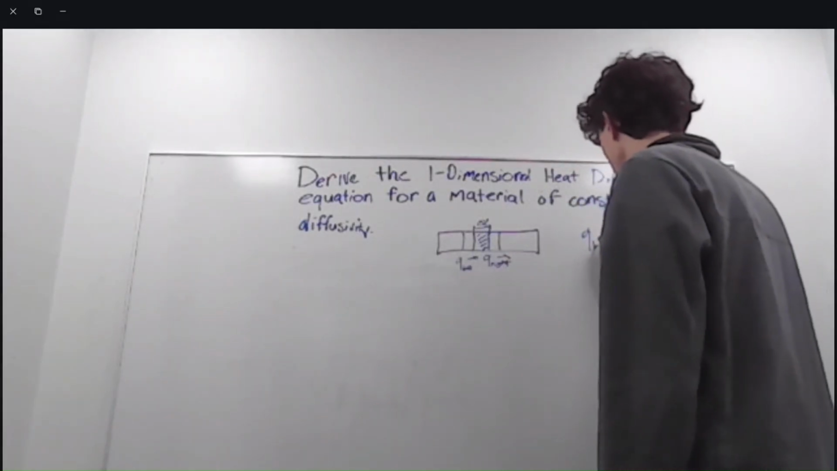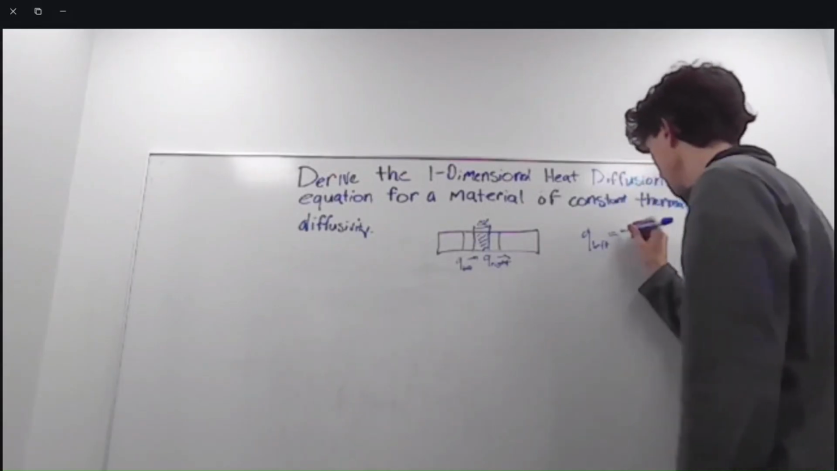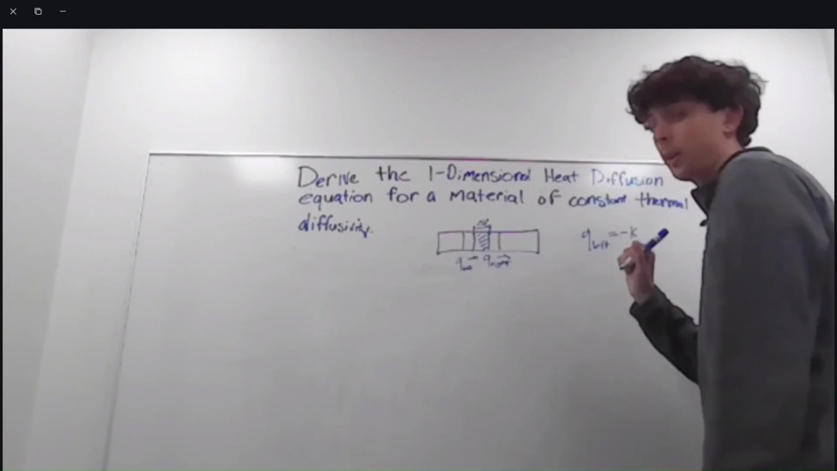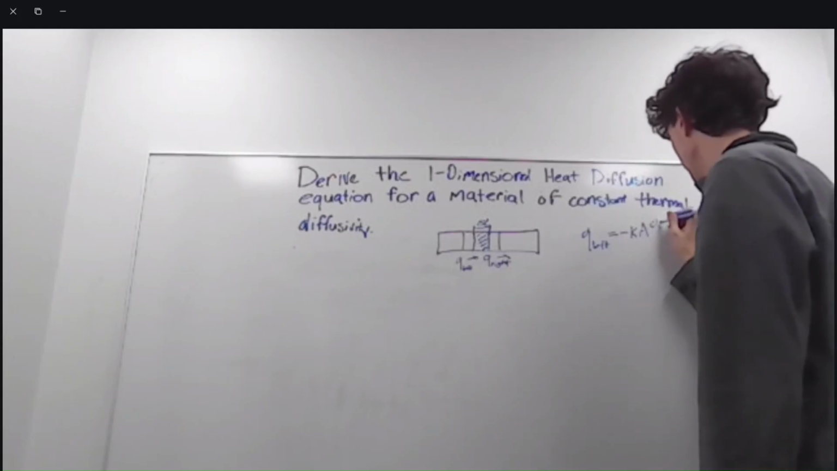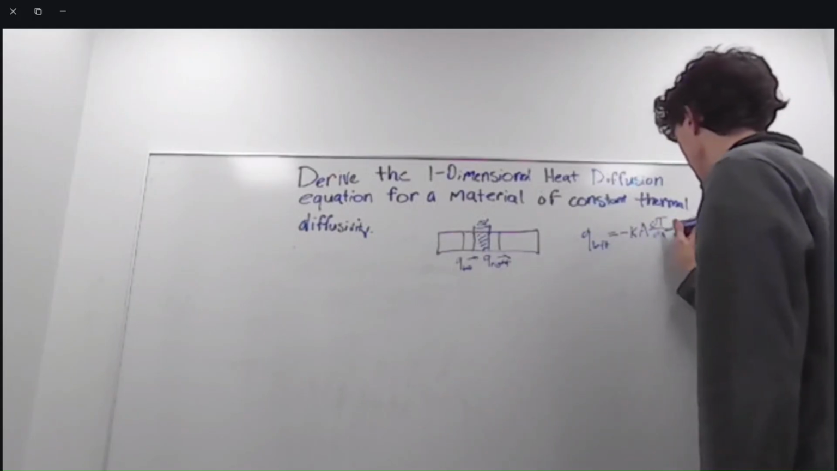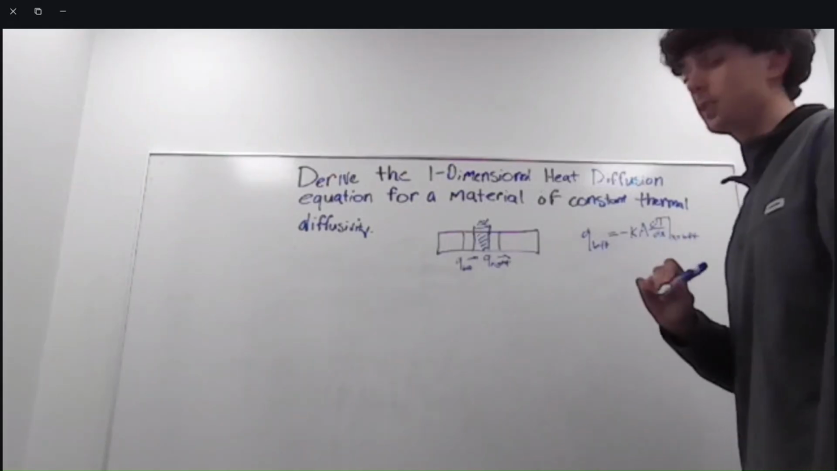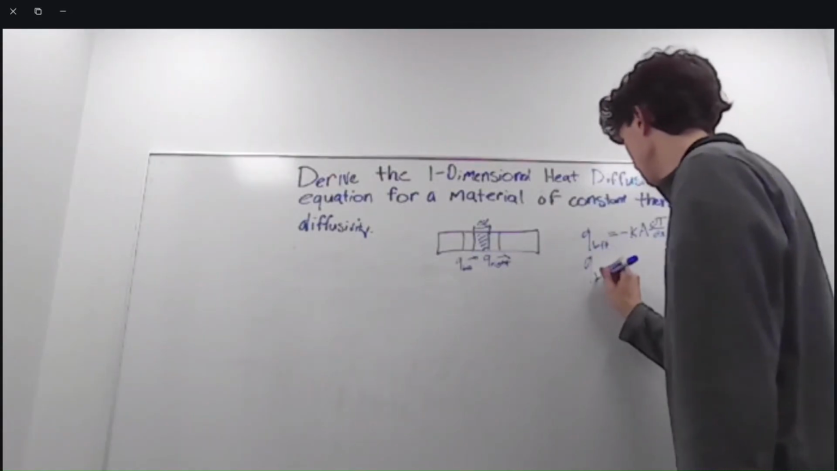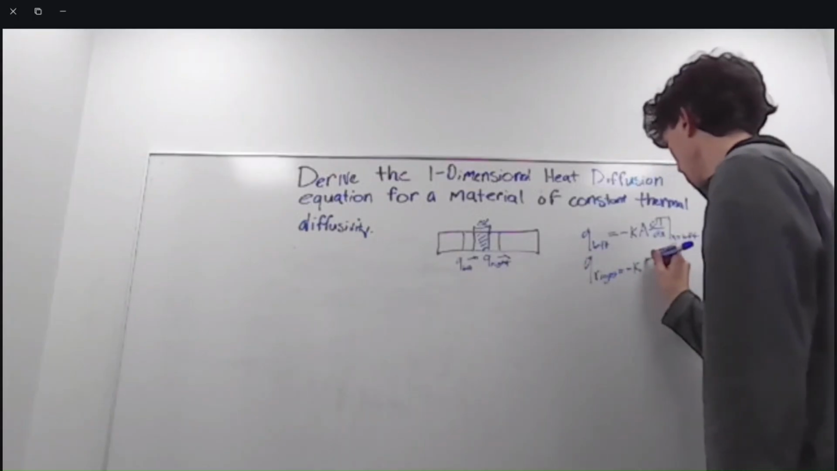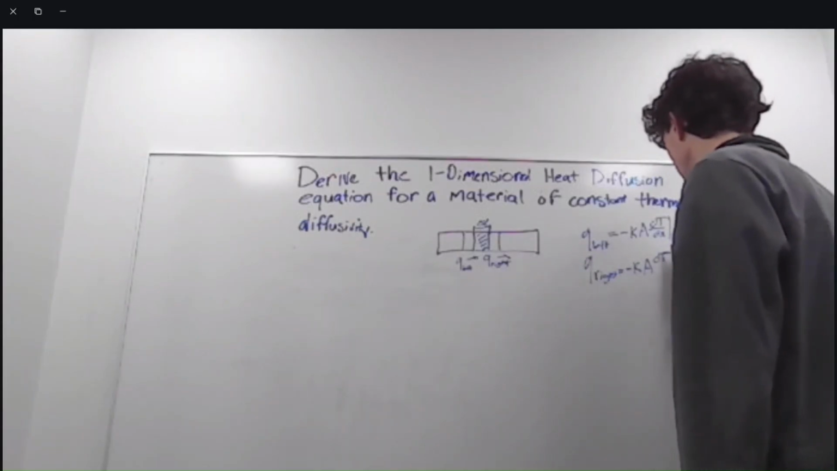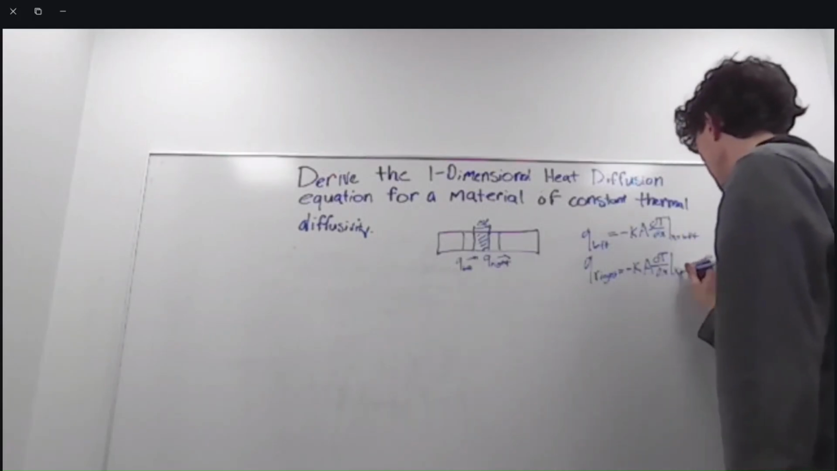We're going to first go with Q left, which is equal to negative k, the thermal conductivity, times the area, times the derivative of temperature with respect to position. In this case, x is going to the left. Additionally, the right one is going to be the exact same equation, with negative thermal conductivity, area, and the derivative of the temperature with respect to position at x equals to the right.